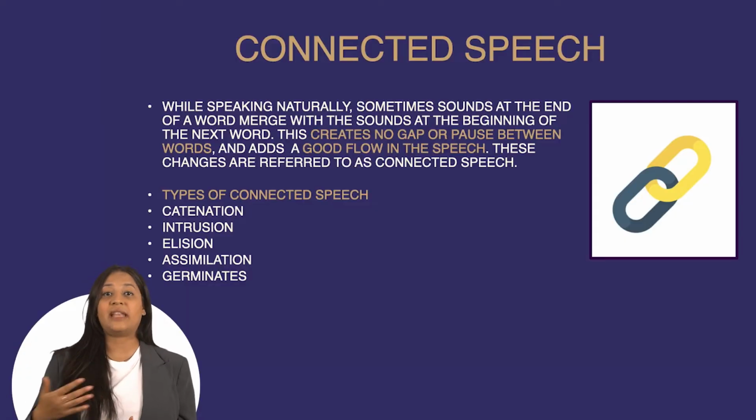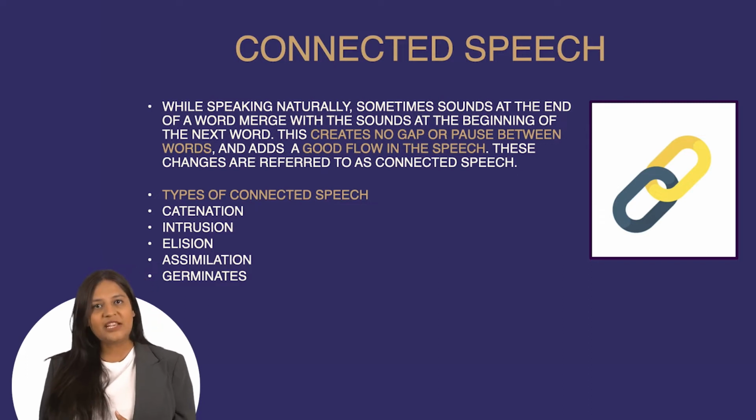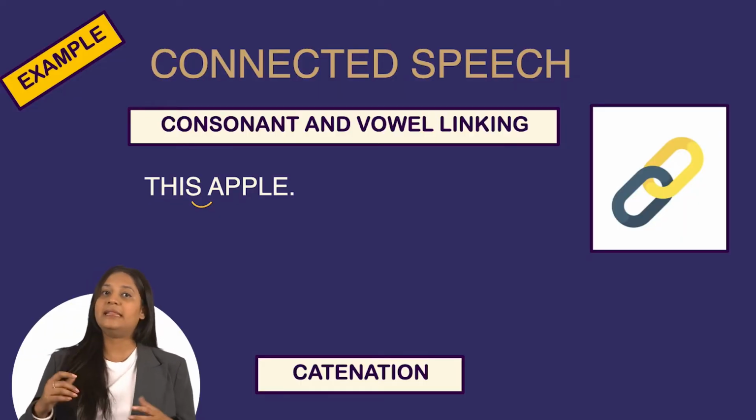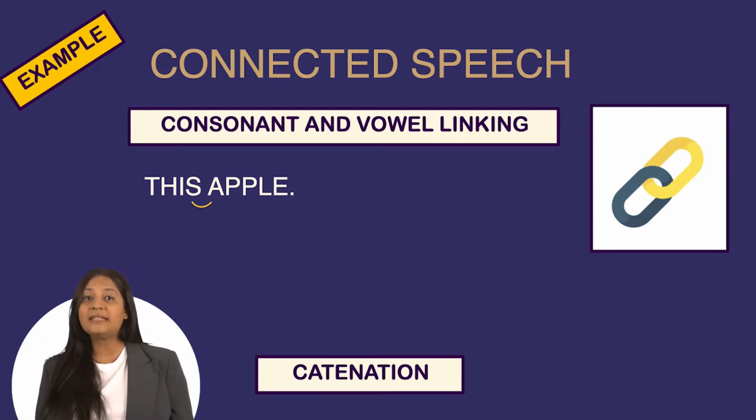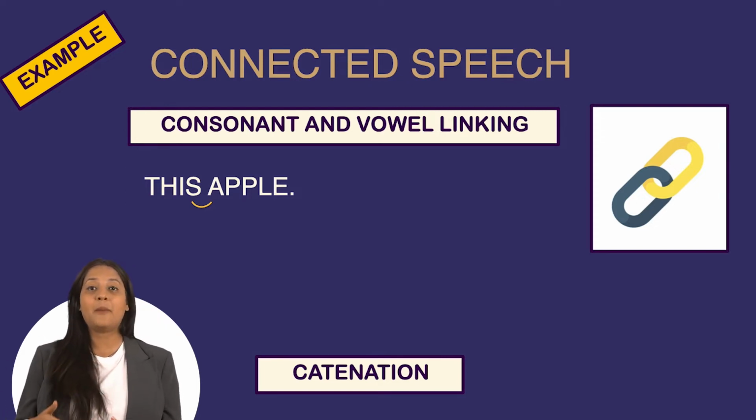If a candidate is taking pause right after every word they say, then they might need to correct their connected speech. There are various types of connected speech: catenation, intrusion, elision, assimilation, and germinates. We will not delve into the technicalities, but here is an example to help you understand how this works. This type is catenation. In this case, it depicts consonant and vowel linking. The first example is this apple.